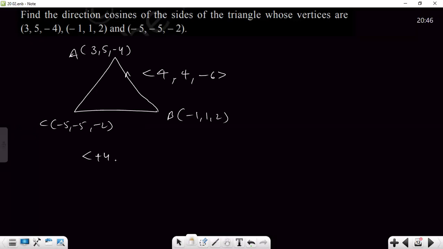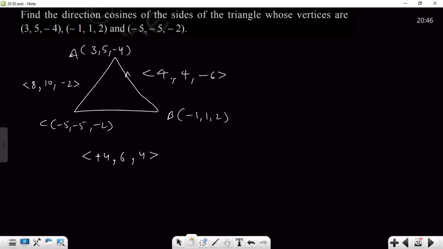Minus 1 minus 5, so that's plus 4... 1 minus minus 5, 6. 2 minus 2... 3 minus minus 5, 8. 5 minus minus 5, 10. Minus 4 minus minus 2, minus 4 plus 2, minus 2. So these are the direction ratios.